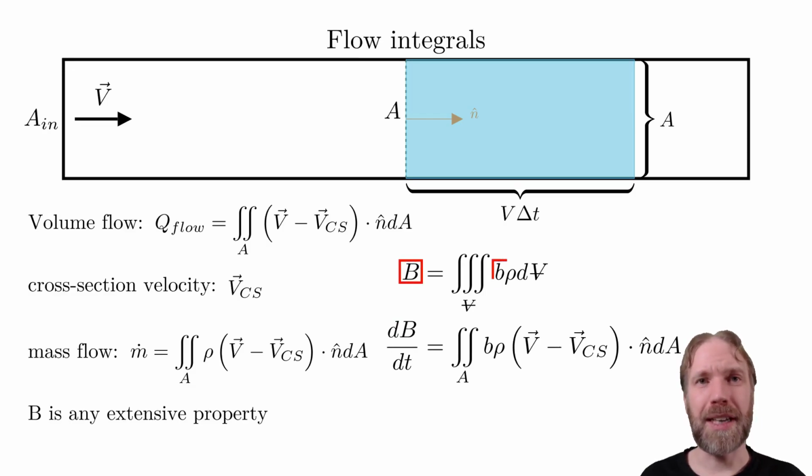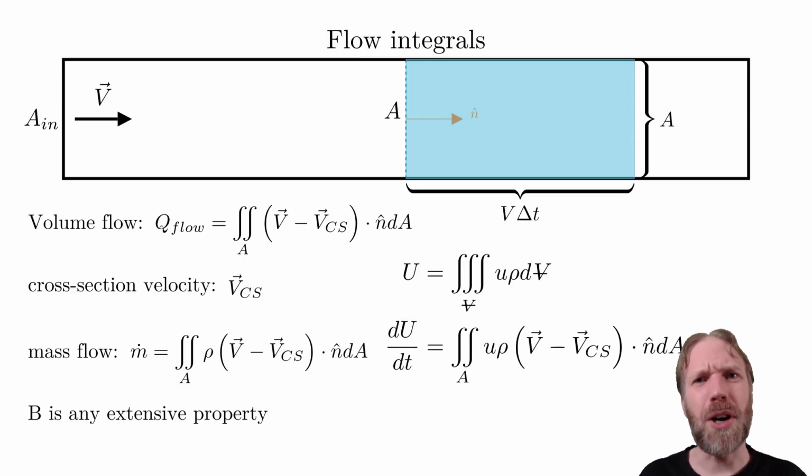As an example, let B be the internal energy U. Small b is now the internal energy per unit mass, which is called the specific internal energy denoted by small u. If we double the amount of mass, we should have approximately twice as much internal energy. This means that this property is okay. But it would not work for the temperature though, as the temperature stays the same if you double the amount of mass.